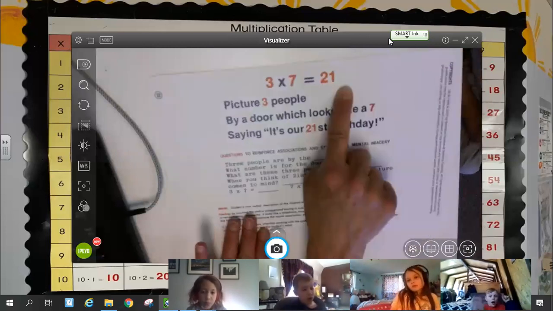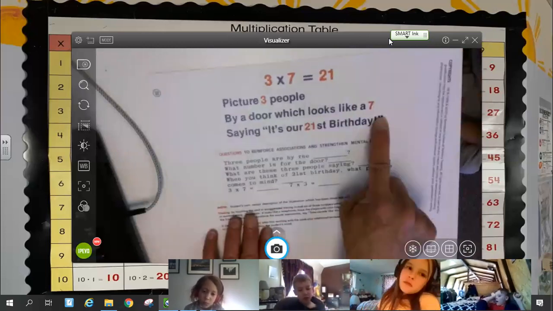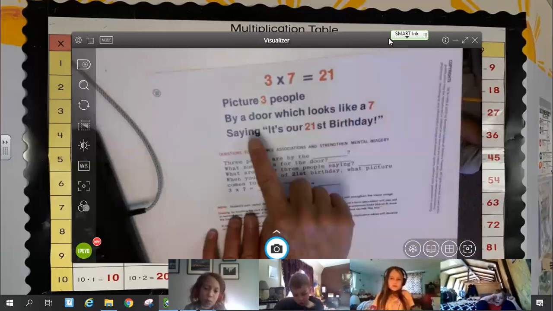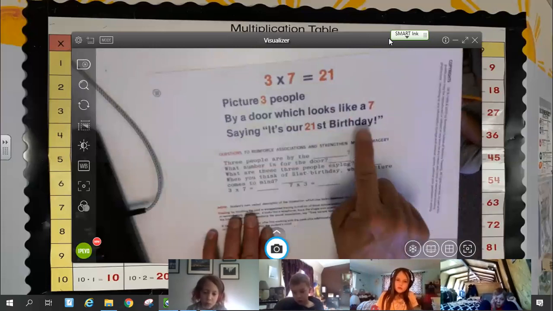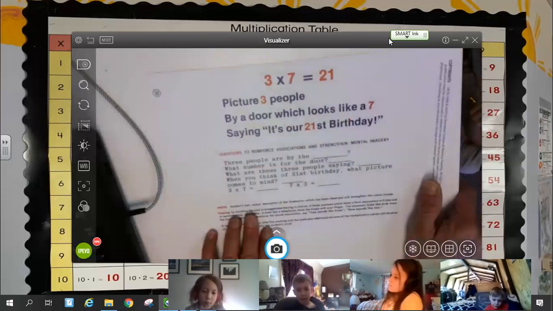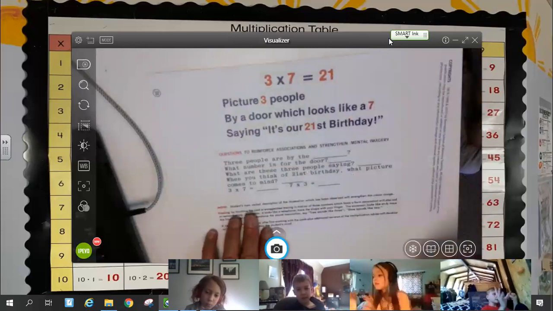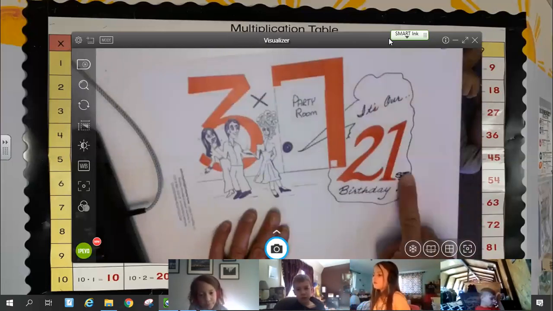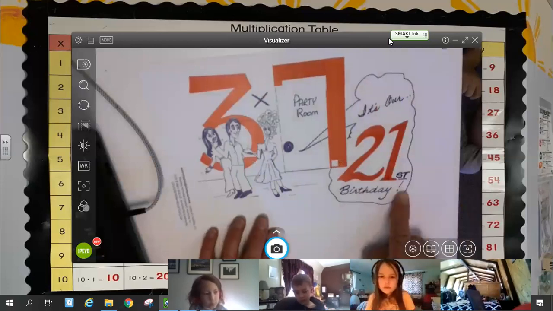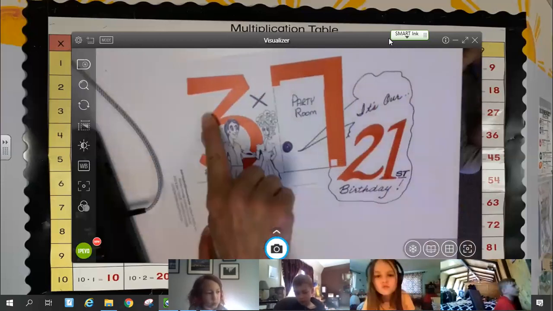Picture 3 people by a door which looks like a 7, saying it's our 21st birthday. 3 people are by the door that looks like a, like what? And what are they saying? Three times 7 equals 21.